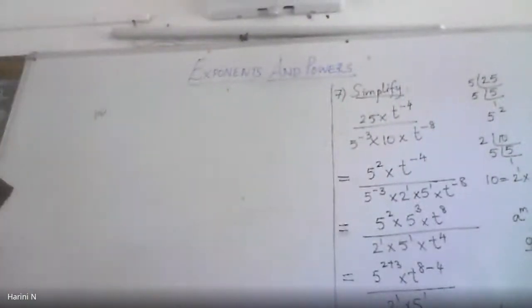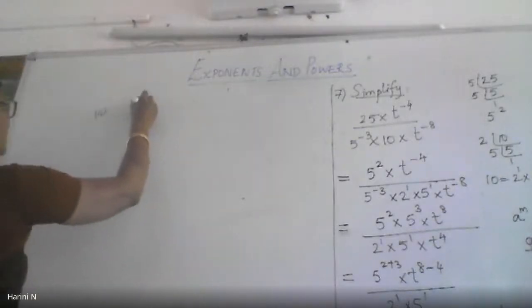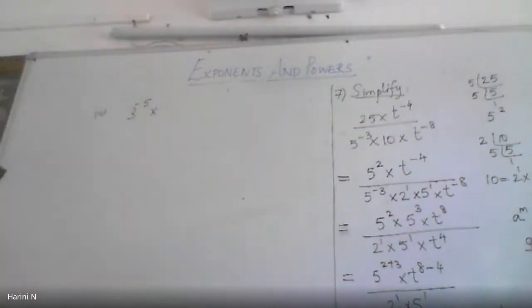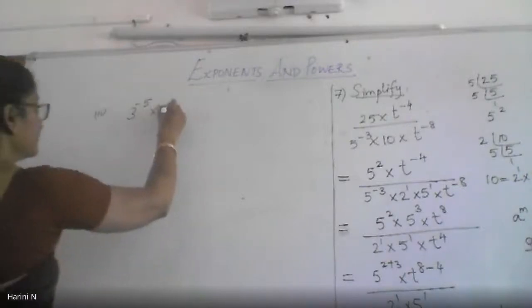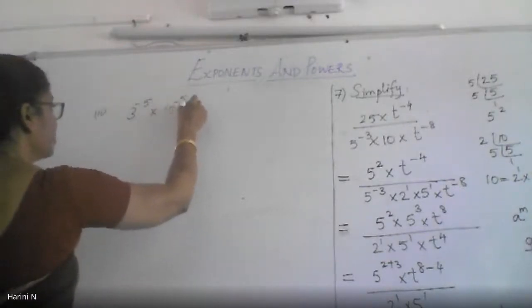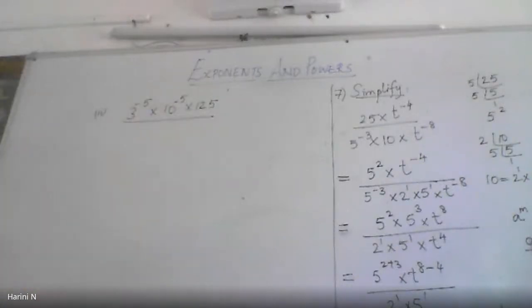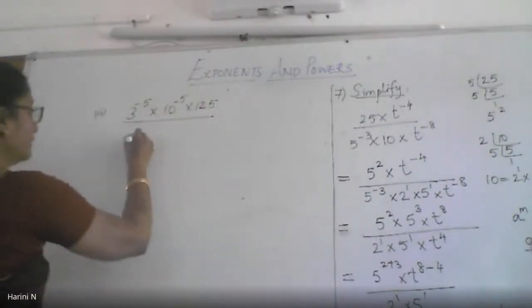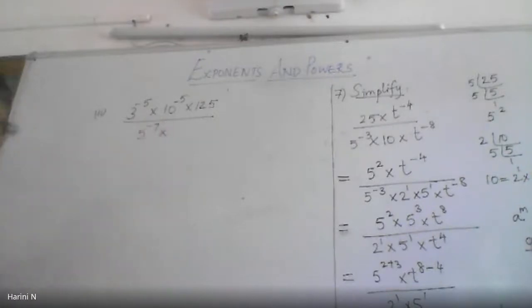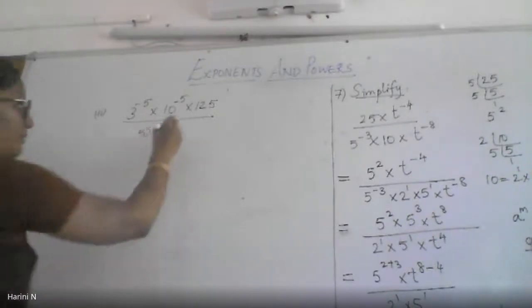Okay, the problem is 3 to the power negative 5 into 10 to the power negative 5 into 125, all divided by 5 to the power negative 7 into 6 to the power negative 5.